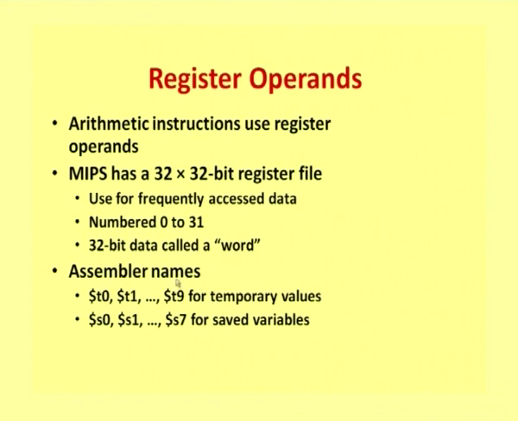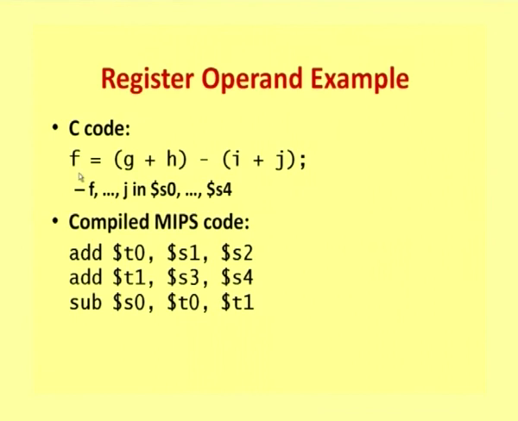The assembler names for these registers are slightly not very intuitive. The registers are identified as $t0, $t1 etc., up to $t9, which are used for storing temporary values, and then we have $s0, $s1 etc. as the registers which are used for storing saved variables. So, we will see how that gets used with a simple example here. Suppose you had a C code like this: f = g + h - i + j.